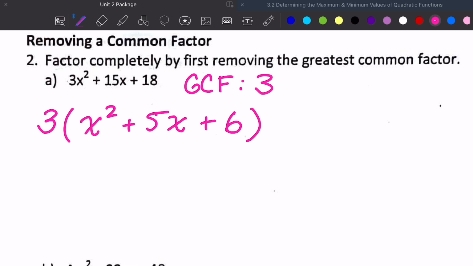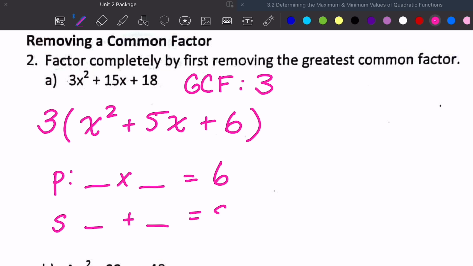Now I can do product and sum. Right? What's my product? 6. And my sum? Do all the terms have an x? That's what a GCF is. It's what can you take out of all of the terms. It has to be common between all 3, which all 3 don't have an x, so I can't take out an x. All right? So, okay, product 6, sum 5.